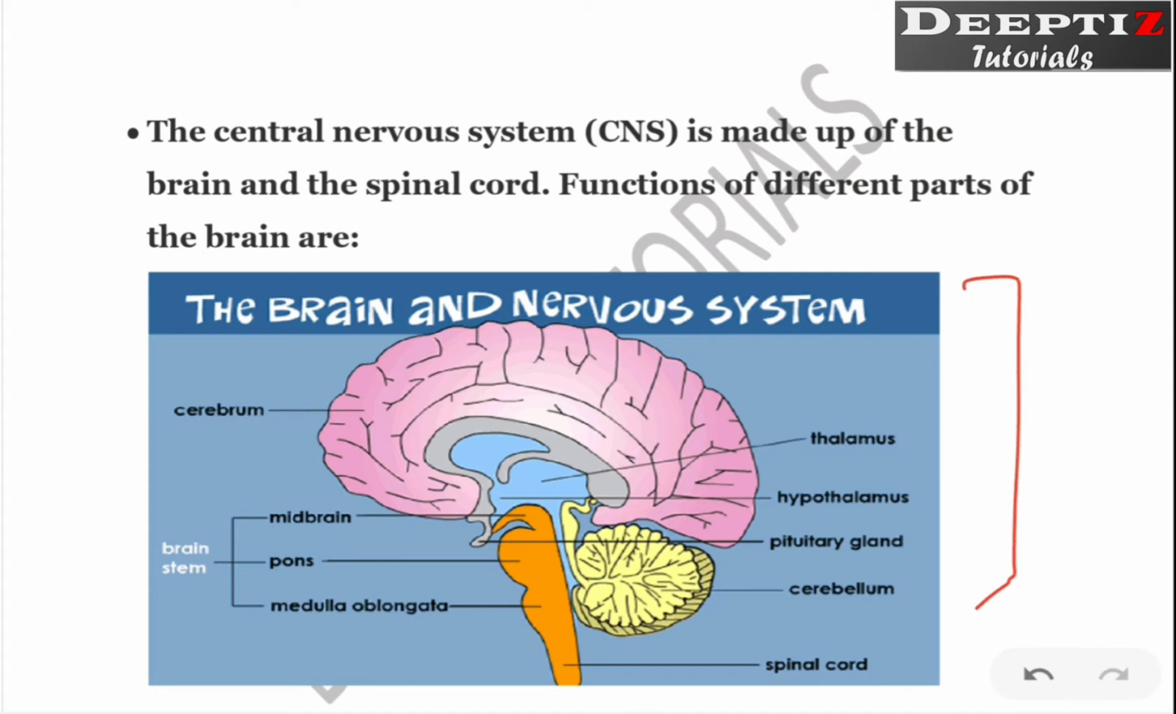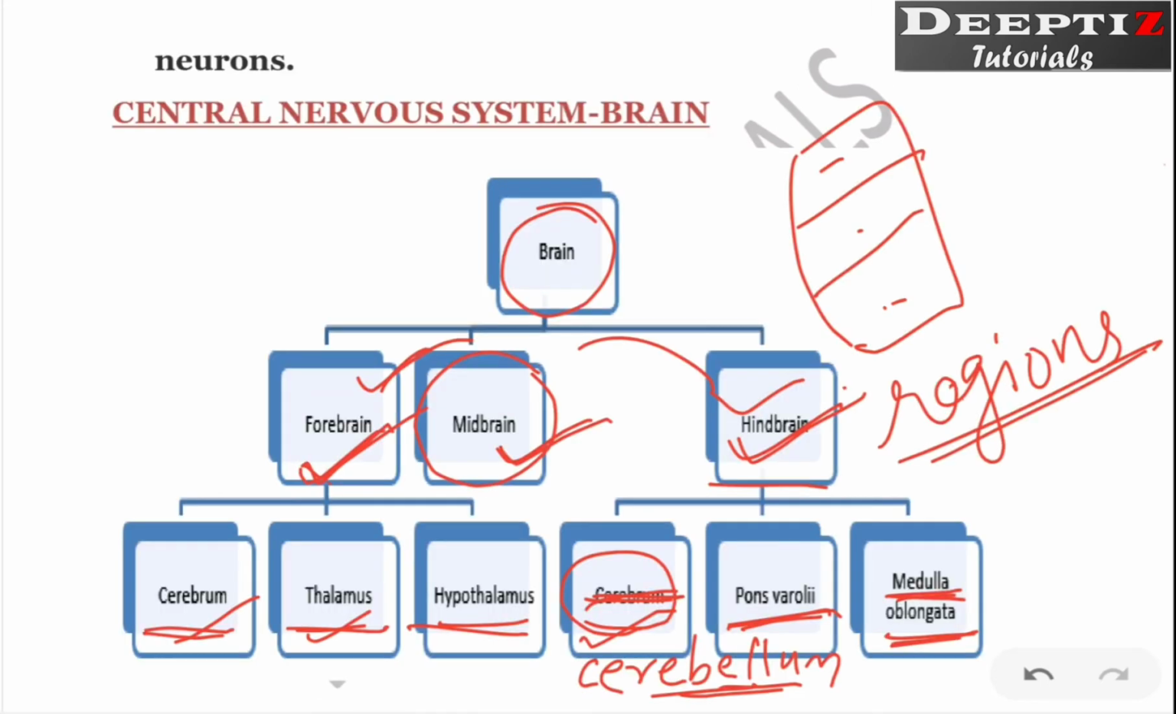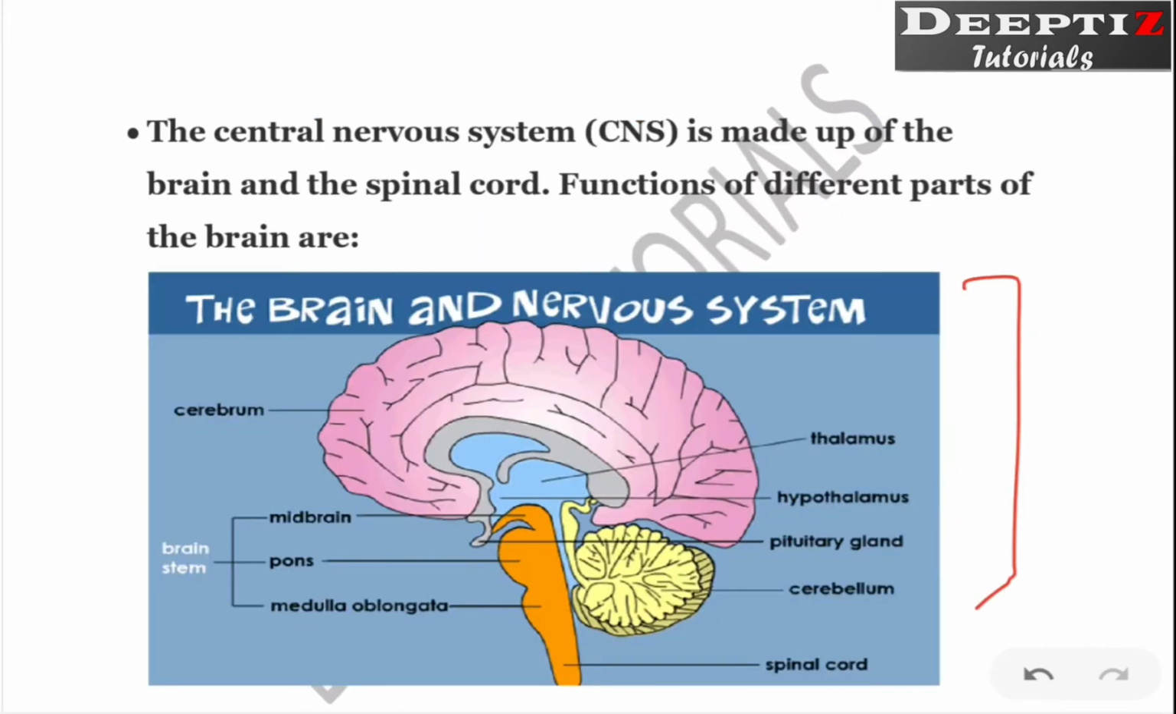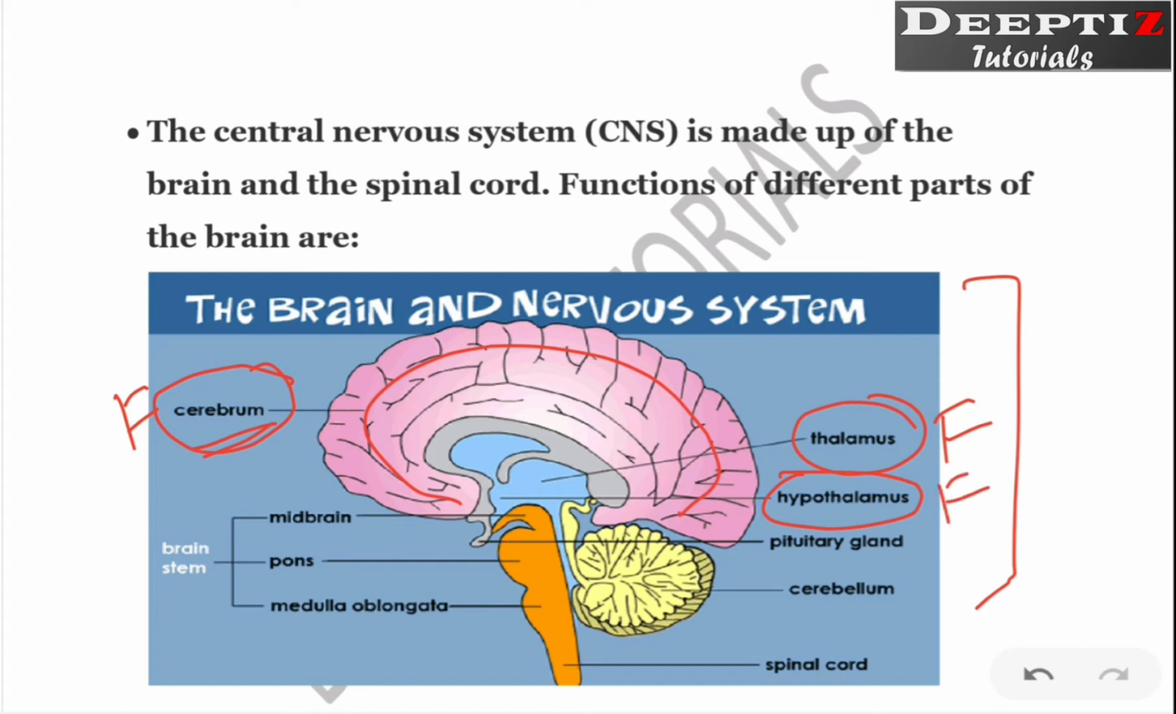So we can understand from this diagram what the forebrain consists of: cerebrum, thalamus and hypothalamus. This entire structure is the cerebrum. The largest part of the brain is made up of cerebrum. Then the thalamus and hypothalamus. These are the three parts which come under the forebrain, right?